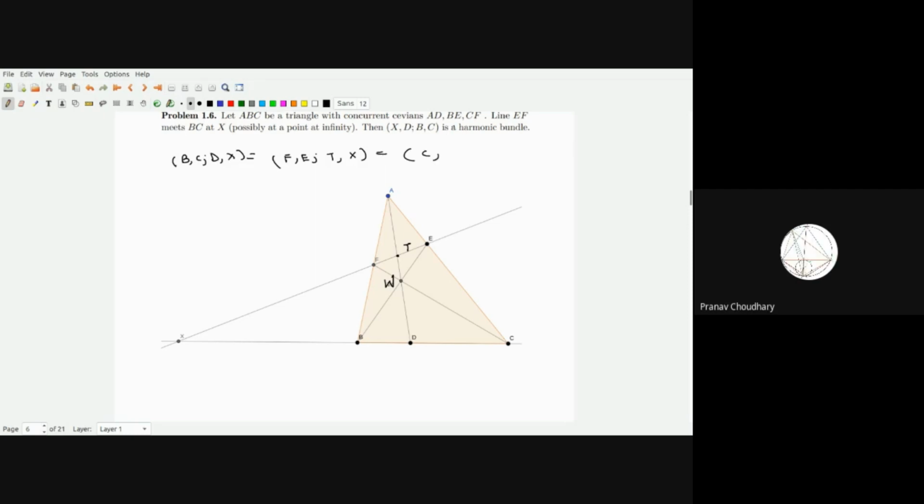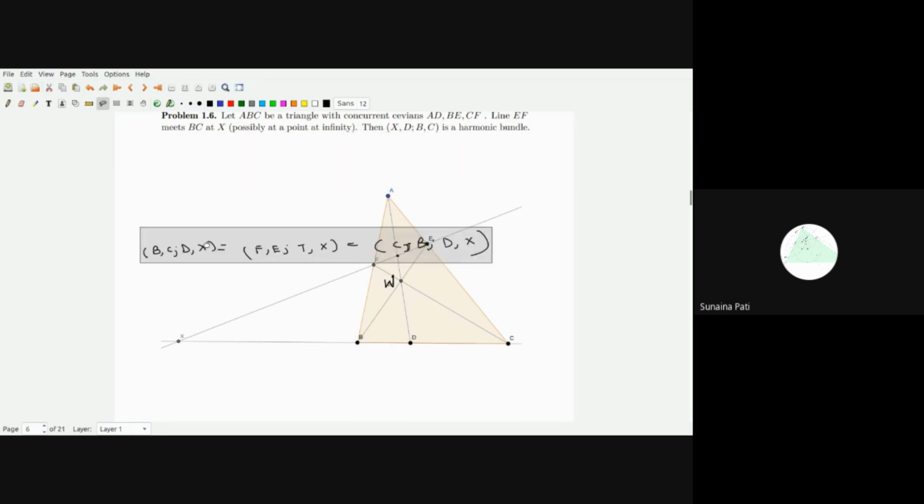E goes to B, T goes to D, X goes to X. So now BCDX equals CBDX. Yes, it's harmonic. This is so smart. Also, by the way, if anybody is curious why we are done, just write the formulas of cross ratios and you will be done.